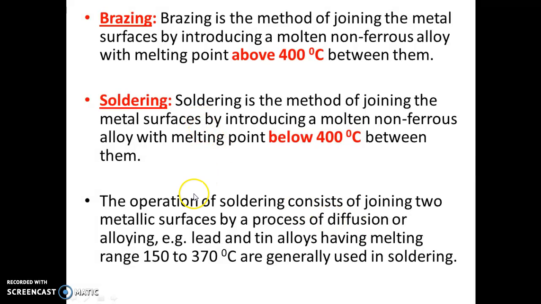The last one is brazing and soldering. These are two different characteristics. The basic difference is above 400 and below 400. Let's start with the definition of brazing. Brazing is the method of joining metal surfaces by introducing a molten non-ferrous alloy with a melting point above 400 degrees Celsius, and for soldering it is below 400. So these are the important properties we have seen of the metal.